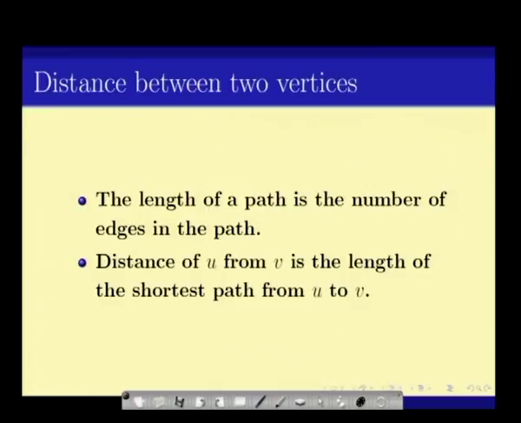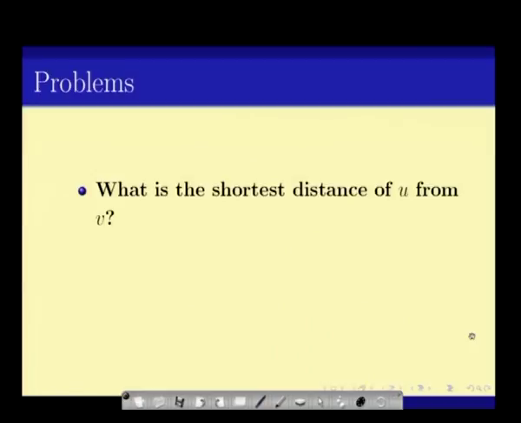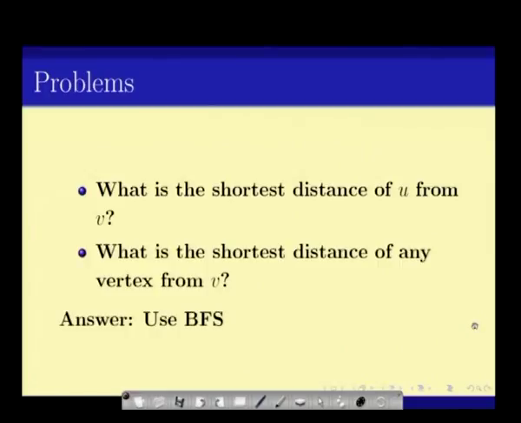You can think of this as a map of a city. So, you have these various nodes and we have the edges, and the question is how many roads we have to take to reach from one place to another. And so, the question that one has to ask is: what is the shortest distance of u from v? Or rather, we can also ask what is the shortest distance of any vertex from v. So, we are at a vertex v and we say that it is my home, and I want to calculate the shortest distance of all interesting places in this city from my home.